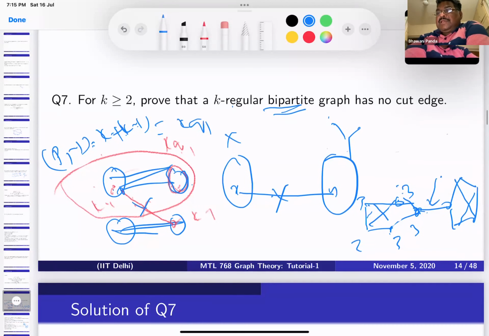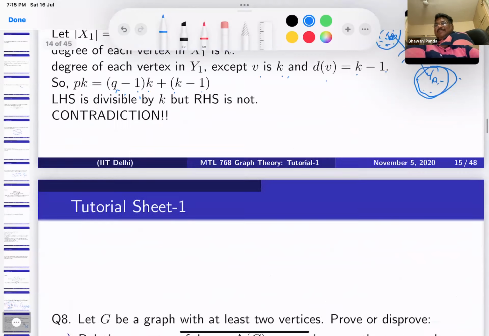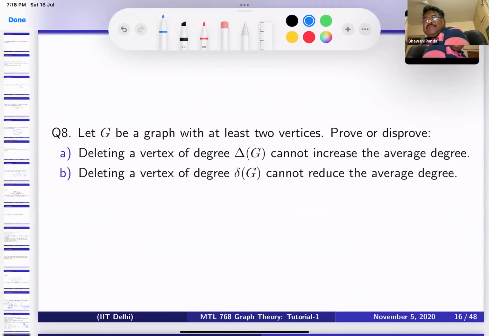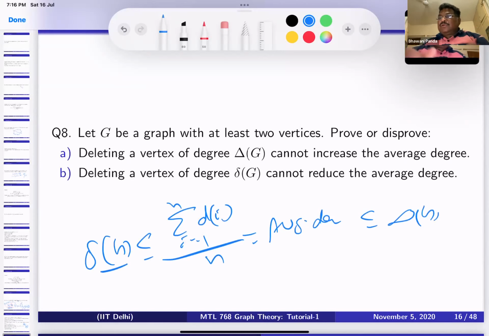Okay, so we are here. Let G be a graph with at least 2 vertices, that is a non-trivial graph. Suppose you delete a maximum degree vertex, it cannot increase the average degree. What is the average degree? The sum of d_i, i equal to 1 to n, divided by n, is the average degree. The average degree must be less than or equal to delta G, and greater than or equal to small delta G, the minimum.